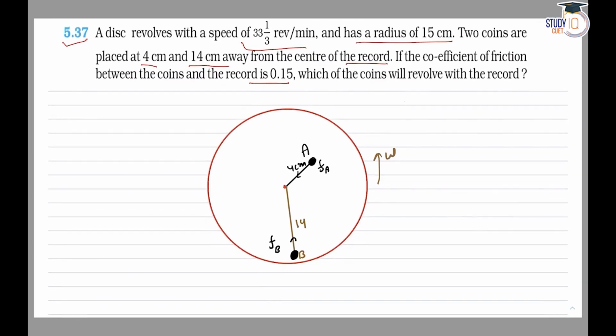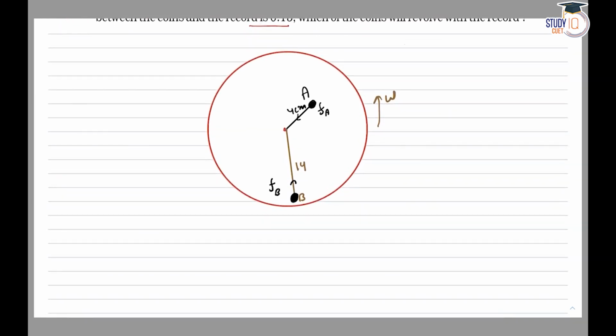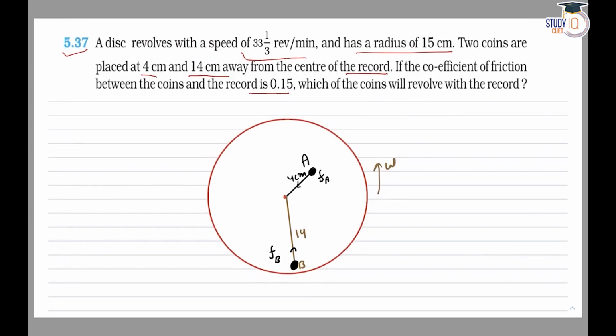Now let us find the value of the requirement of friction. The maximum friction which can act is equal to mu s into N. If the required value is less than mu s into N, then slipping will not take place, and if the required value is greater than mu s into N, then slipping will take place. So first we are going to talk about A. If A is moving in a circle of radius 4 centimeter, the centripetal force required for A is equal to m omega square into r.